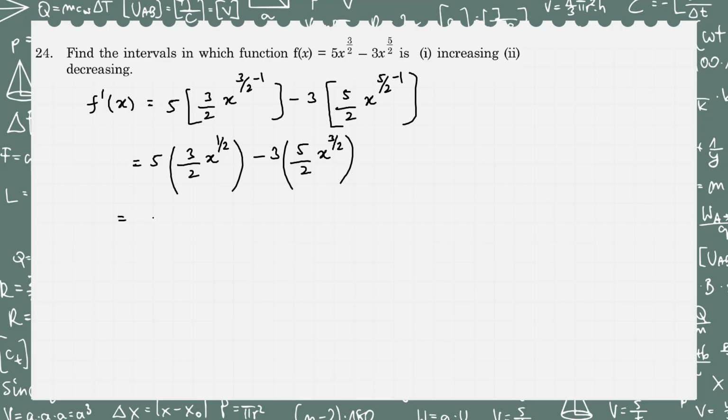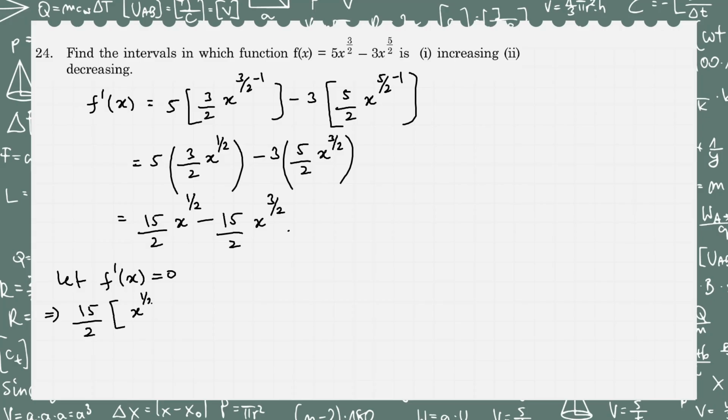And simplifying this further, we have 15 by 2 x power 1 by 2 minus 15 by 2 x power 3 by 2. Let f dash of x equal to 0. That implies 15 by 2 into x power 1 by 2 minus x power 3 by 2. We can take 15 by 2 common, right? So 15 by 2 into x power 1 by 2 minus x power 3 by 2 equal to 0. Obviously, 15 by 2 cannot be 0. So x power 1 by 2 minus x power 3 by 2 should be equal to 0.